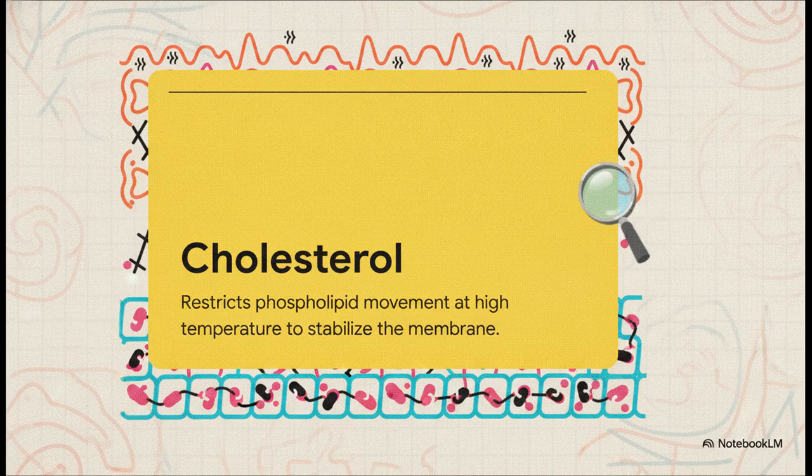Cholesterol acts as a bidirectional buffer. At high temperatures, when those phospholipids naturally want to spread out and become a bit too fluid, cholesterol steps in and physically restricts their movement, locking down the membrane's architecture and keeping our security gate perfectly intact.